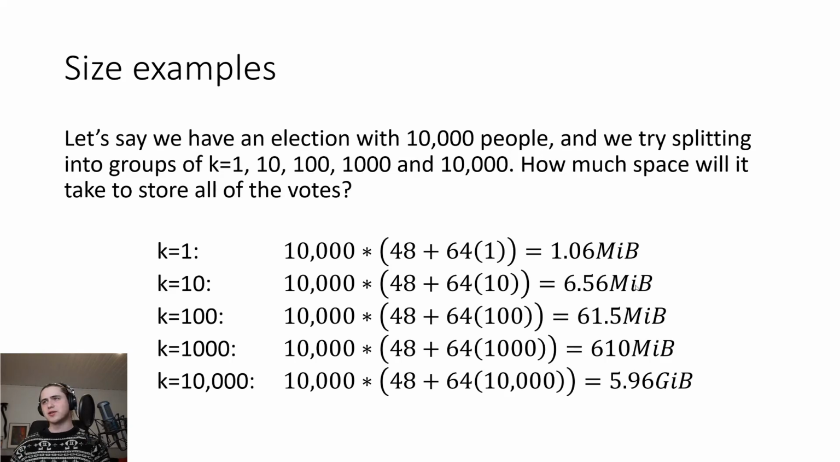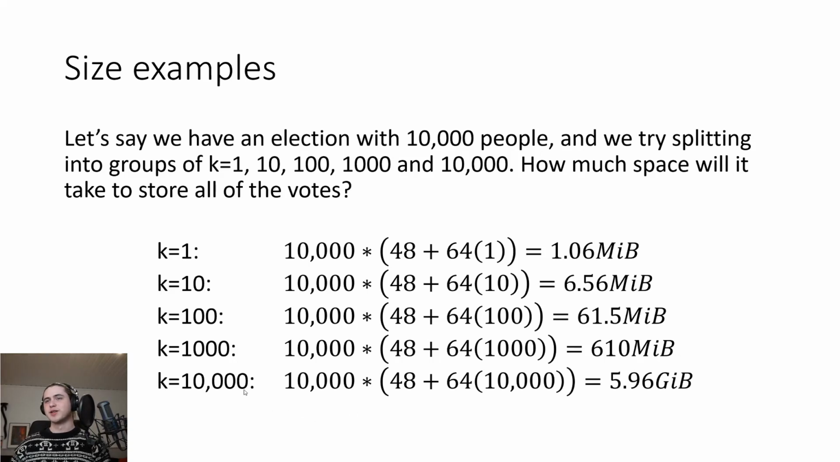So if you have 10 people in each group, you go up about 6.5 times to 6.5 megabytes. Basically, you can see from the substitution here that it's kind of like multiplying by 10 every time, but for the smaller numbers, this 48 here will have a bigger impact, so it's not quite as much as 10 in the beginning, but it approaches that. So ring size of 10, 6.5 megabytes, ring size of 100, meaning you have 100 groups of 100 people in each, is going to be 61.5 megabytes. 1000 per group means you only have 10 groups, it's going to be 610 megabytes.